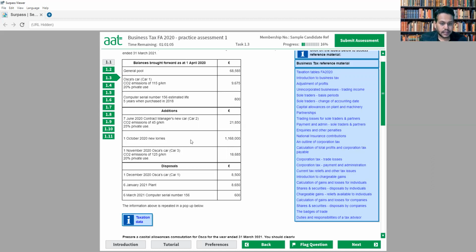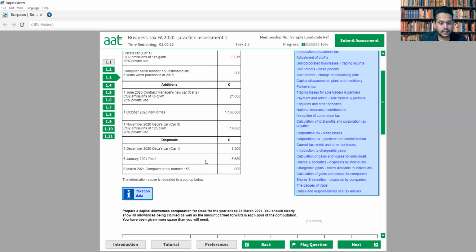1st October 2020, new lorries. Lorries come under the AIA. This is the investment. If there is an investment in plant and machinery or lorries, then you can claim AIA, that is annual investment allowance, and there is something you have to remember. The annual allowance changed in 2021, and before it was different. Sometimes the question can come like this, where you have to take a few months with one allowance and a few months with the different allowance. So make sure you read that AIA allowance and how you apportion it.